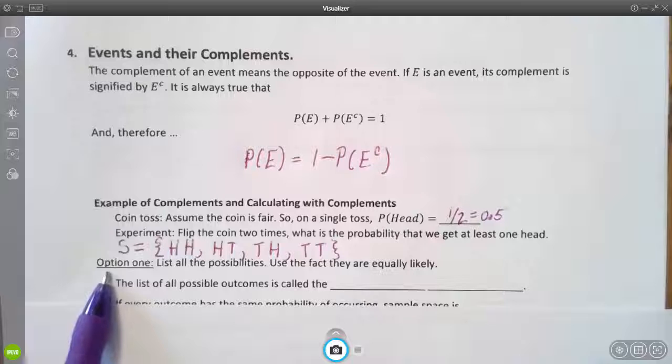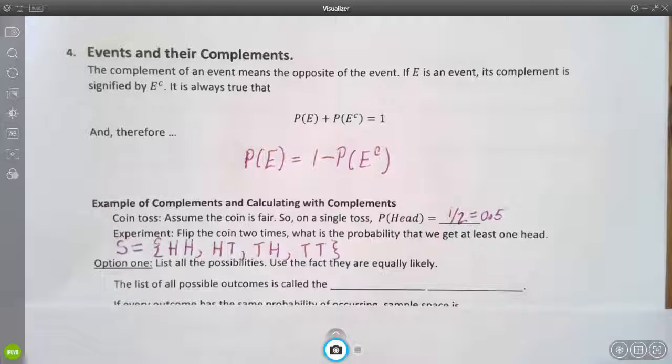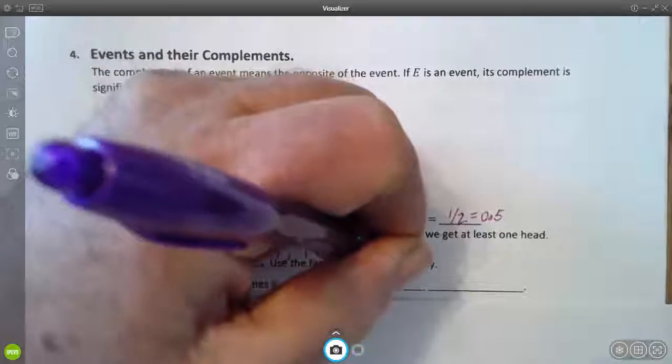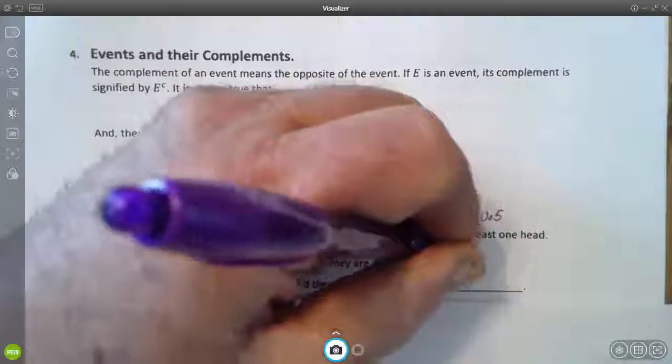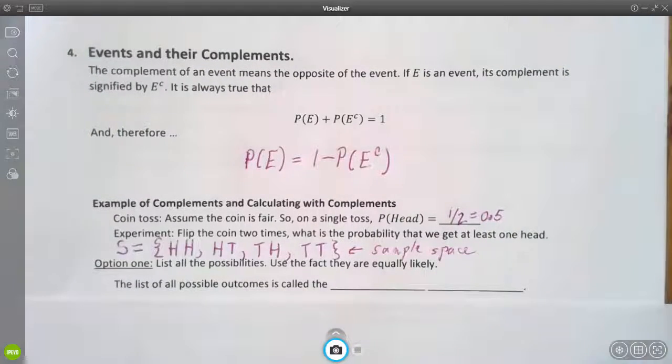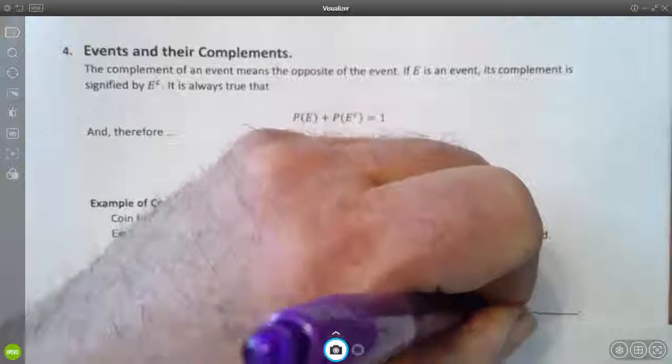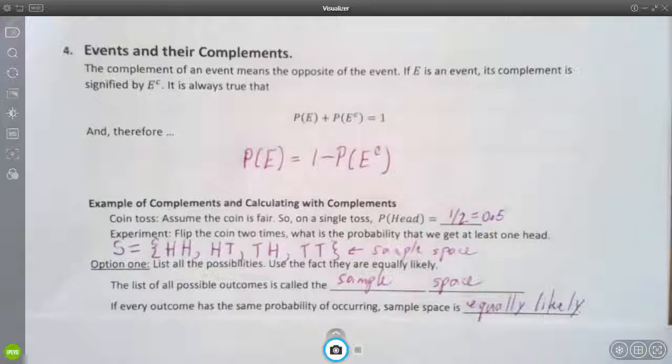The first option for computing the probability of E, that we will get at least one head, is to simply list all of the possibilities. That we've done. When you list all of the possible outcomes of running an experiment, you've listed what is known as the sample space of the experiment. It's simply all of the outcomes that could occur. If every outcome in the sample space is as likely to occur as any others, then we say that the sample space is equally likely. And this sample space is equally likely.